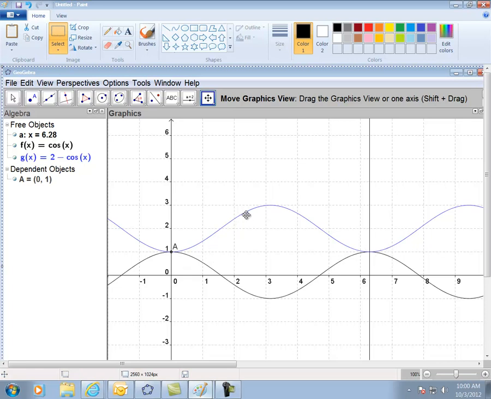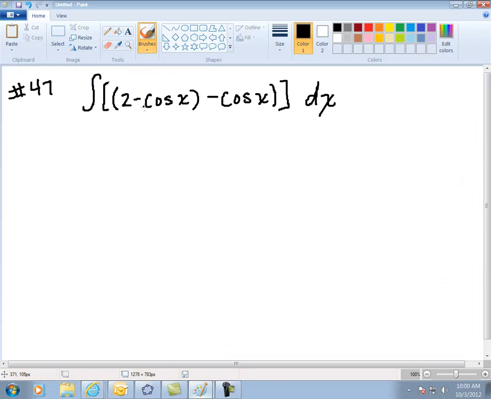Notice that my 2 minus cosine x is the function on top, so it's going to be the function that I put first. So I have 2 minus cosine x, and then subtract off the bottom function, which is cosine x. And now I'm going to integrate that from 0 to 2 pi. Once again, like I did in my other examples, I can first simplify this algebraically. I get 2 minus cosine x minus cosine x, so it's going to be minus 2 cosine x dx.